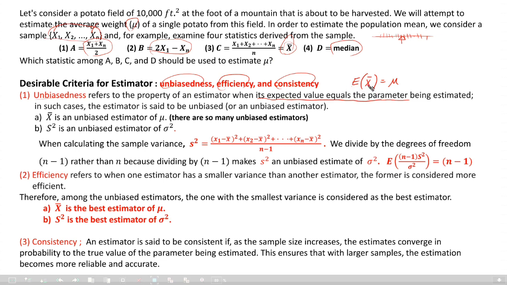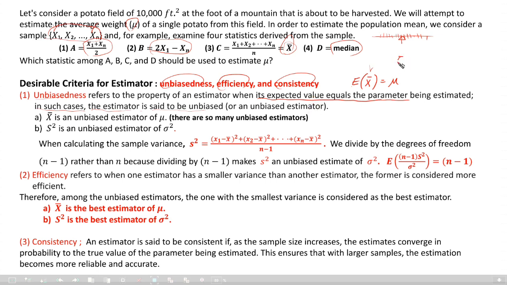Then the expectation of estimator x bar is equal to mu. Mu is what? The parameter being estimated. So x bar is an unbiased estimator. In such cases, the estimator is said to be unbiased, an unbiased estimator. That is unbiasedness. Understand that?